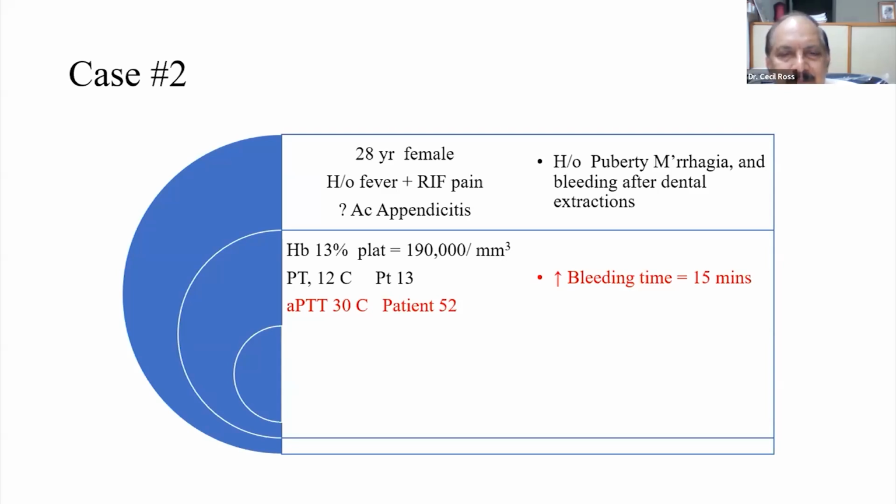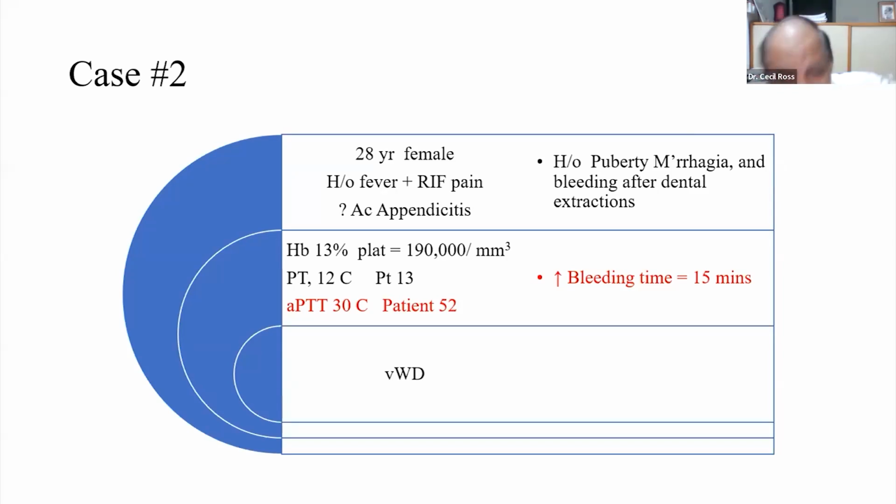You are the resident and you are called. What do you do? This is von Willebrand's disease. Okay. Now, why? Because in von Willebrand's, you have an APTT that's prolonged because of factor VIII deficiency. All right.